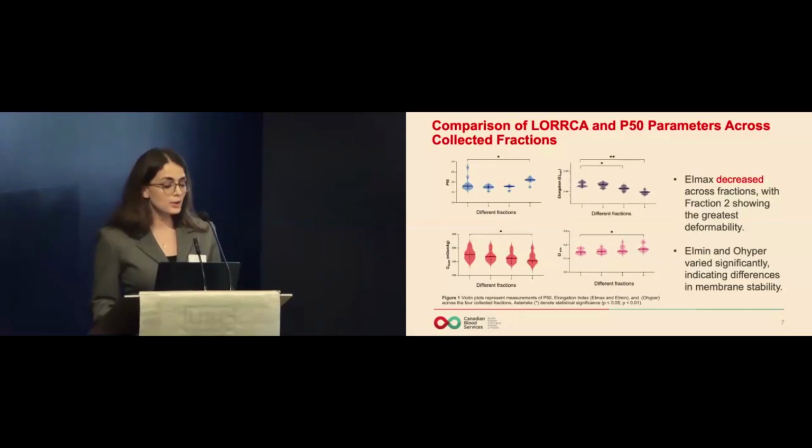And you can see from the P50 graph that the first tube had lower P50, suggesting higher hemoglobin oxygen affinity, and the last tube, which shows the oldest red blood cells, had higher P50, which is the lowest hemoglobin oxygen affinity. And also, we measured the deformability of these RCCs, and elongation index and O hyper all showed us that the first 2 tubes had higher deformability compared to the last tube, which had the highest proportion of old red blood cells.